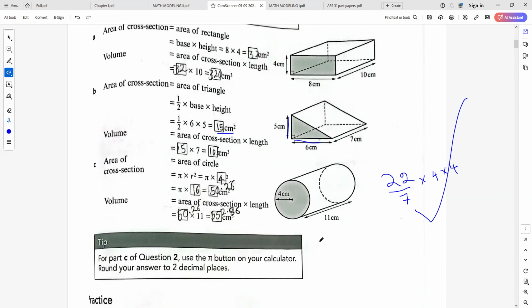So according to my calculator, the answer is 50.2654. Now they are telling to round your answer to 2 decimal places. Then I have to look at the third decimal place. Since this is 5, we have to round up. Then the answer would be 50.27, right? 50.27.